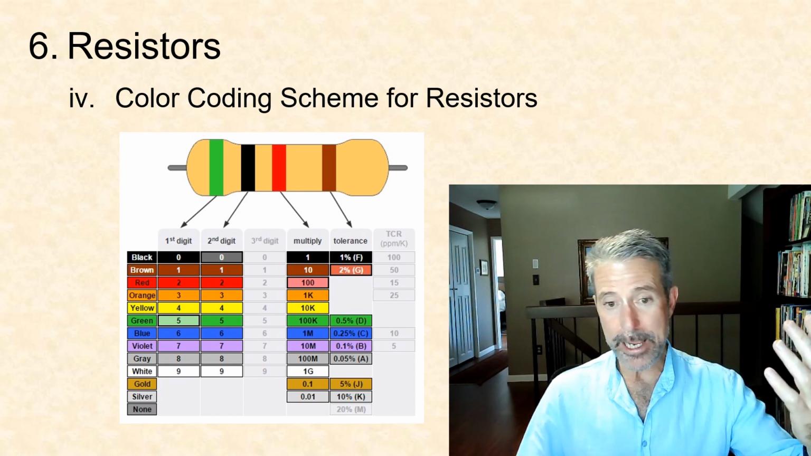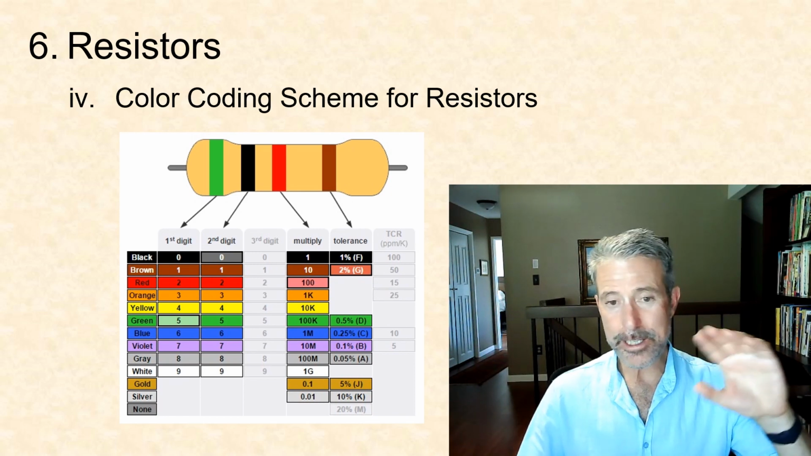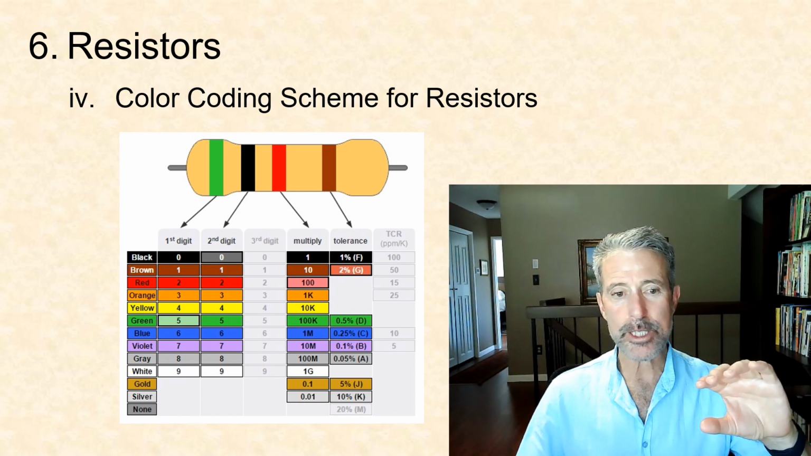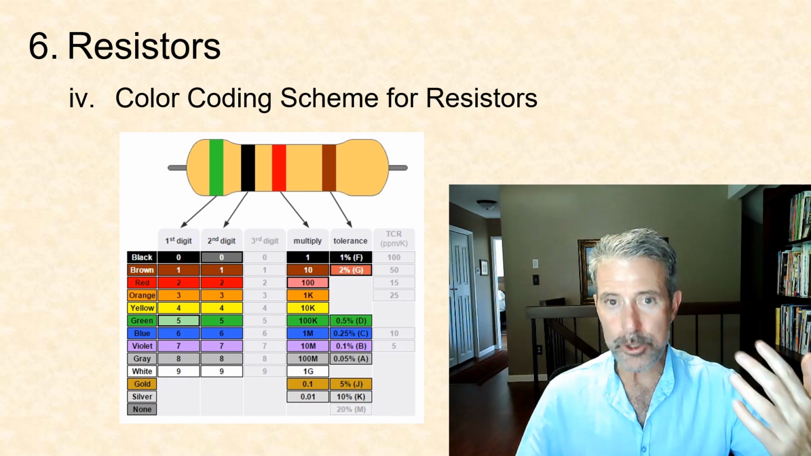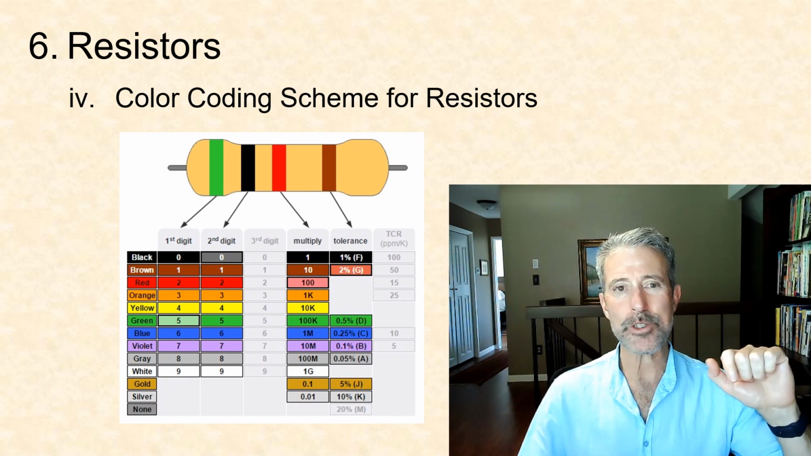The last band represents the tolerance. So in our chart, the brown band represents a tolerance of 2%. Somebody paid a pretty penny for this resistor.